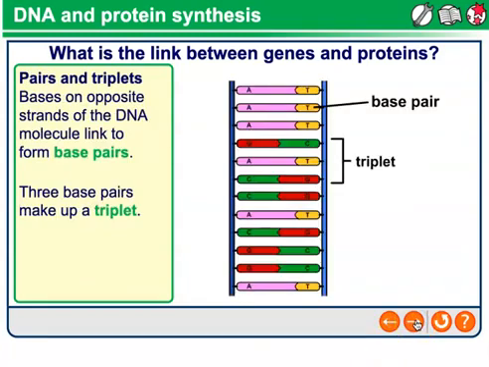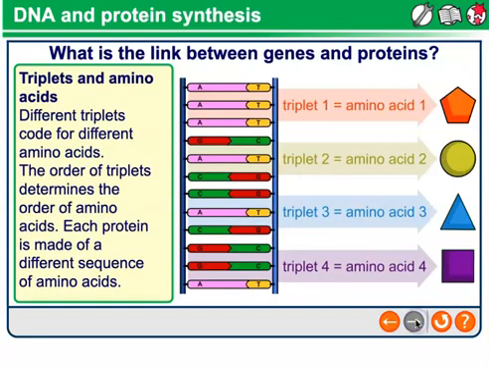Pairs and triplets. Bases on opposite strands of the DNA molecule link to form base pairs. 3 base pairs make up a triplet. Triplets and amino acids. Different triplets code for different amino acids. The order of triplets determines the order of amino acids. Each protein is made of a different sequence of amino acids.